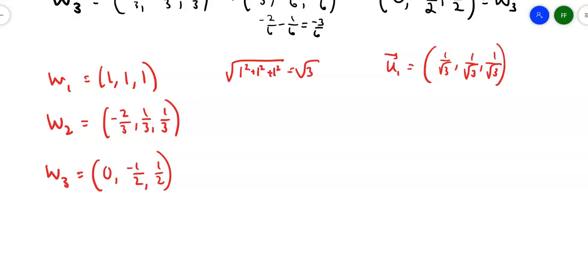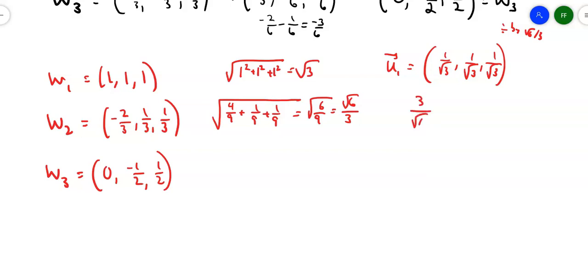All right, this guy over here is going to be the square root of, now square everything, top and bottom. 2 squared is 4, so I get 4 over 9 plus 1 over 9 plus 1 over 9 gives me the square root of 6 over 9, which is square root of 6 over 3. So I should take W2 and divide it by square root of 6 over 3. Well, dividing by square root of 6 over 3 is the same thing as multiplying by 3 over the square root of 6. So let's do that. Let's multiply by 3 over the square root of 6 of negative 2/3, 1/3, 1/3. And you see that this works out nicely, that the 3's top and bottom cancel, and you end up with negative 2 over the square root of 6, 1 over the square root of 6, 1 over the square root of 6. All right, there's U2.